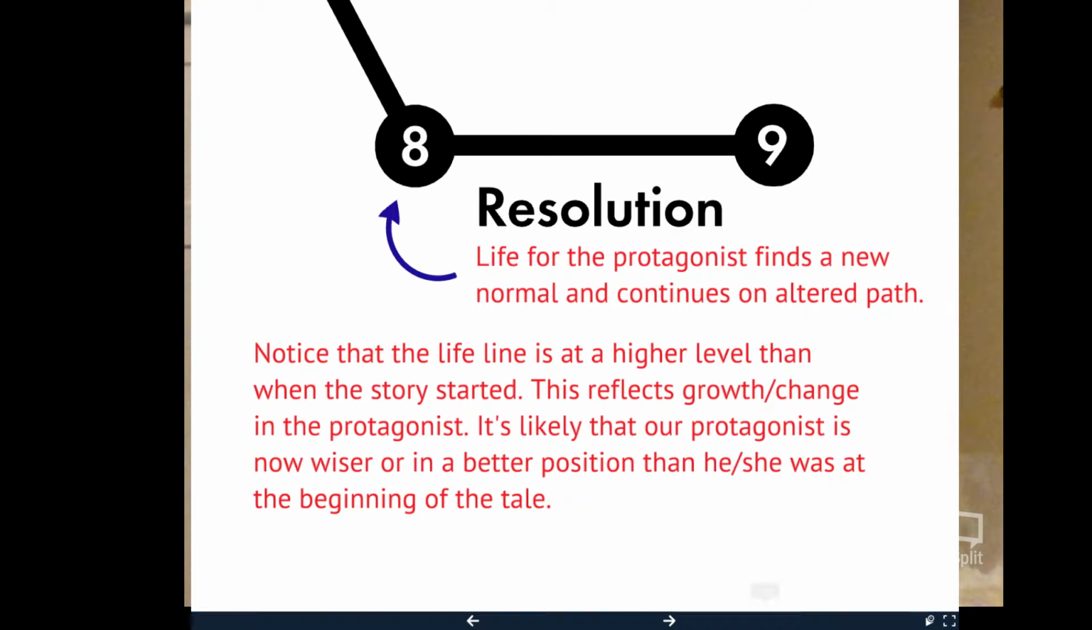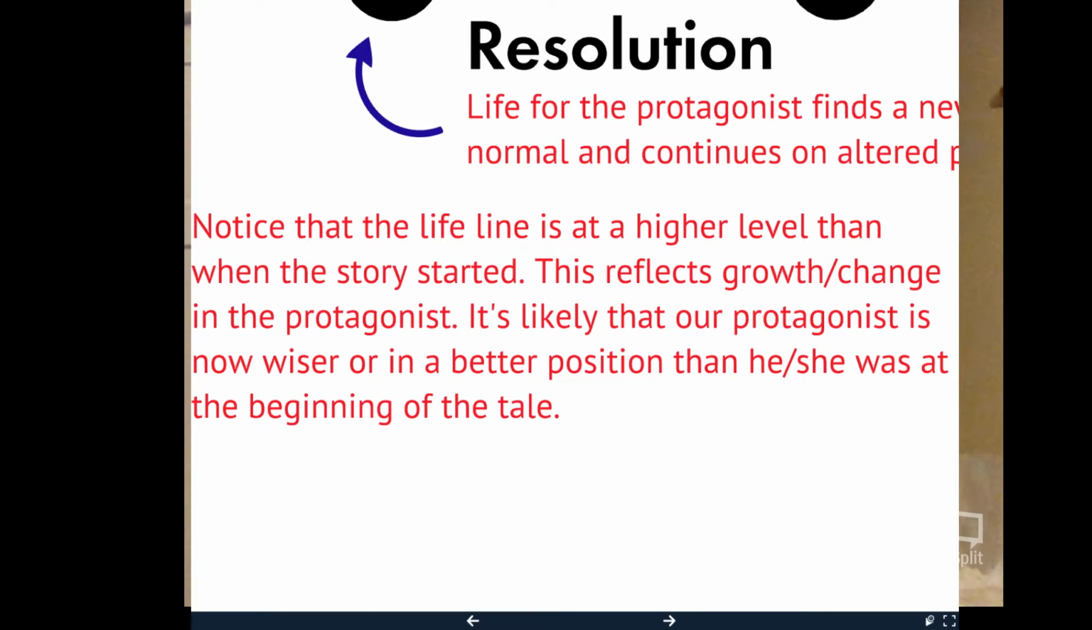Let's just think for a second. Think of any movie that you just watched recently. Now think of a movie that you just read. Think about the protagonist, the main person in the story. Are they the same person at the end?